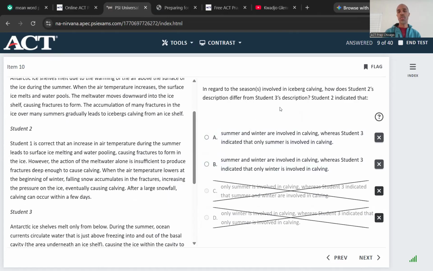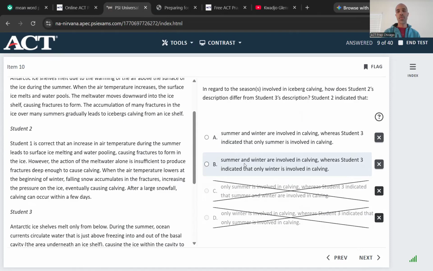So student two indicated, I'm reading from here, that summer and winter are involved. We know that. So that's C and D gone, because C and D would be saying student two indicated that only summer is involved. Whenever you see a question and then it starts to get answered in colon, you have to read this part with every answer choice for it to make sense. So student two indicated that only summer is involved? No. Student two indicated that summer and winter. Only winter? No. Student two indicated both. So that's why C and D are gone.